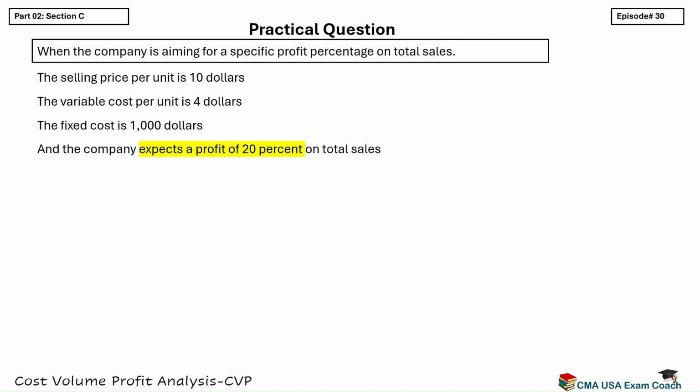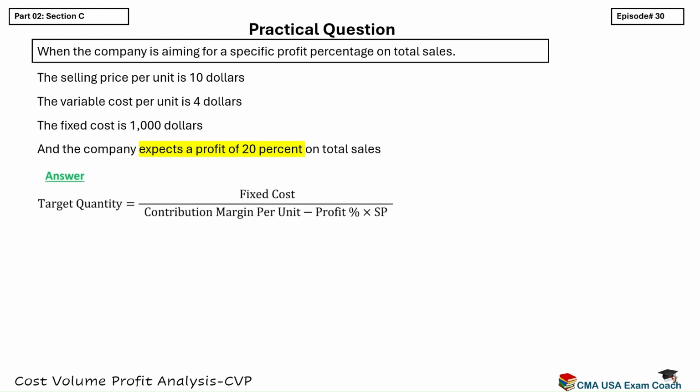So now, instead of giving us a fixed dollar profit, like in the last example, they are asking us to calculate how much revenue and quantity is needed to earn 20% profit on total sales. Let's break this down step by step. Step 1. Understand the concept of profit based on sales. When a company says it wants a 20% profit on sales, it means that out of the total revenue, 20% should be profit.